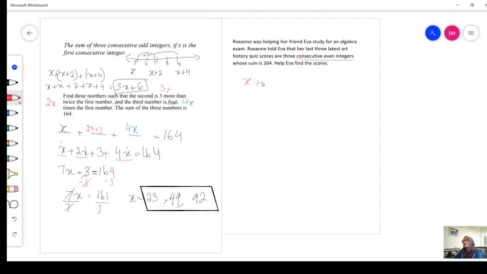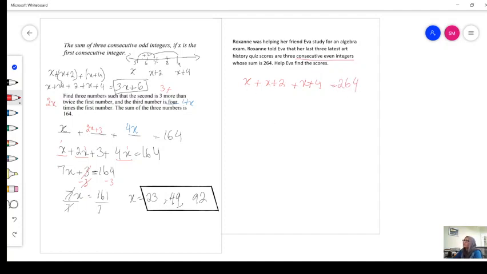The second integer, does it say anything? No, because we have a consecutive even integer. So it's going to be x plus 2, if you guys remember right there. And the next one is going to be x plus 4. If you notice, the even and odd consecutive integers have the same pattern, like x plus 2, x plus 4, x plus 6, and so on. So x plus 4, and then their sum is equal to 264.